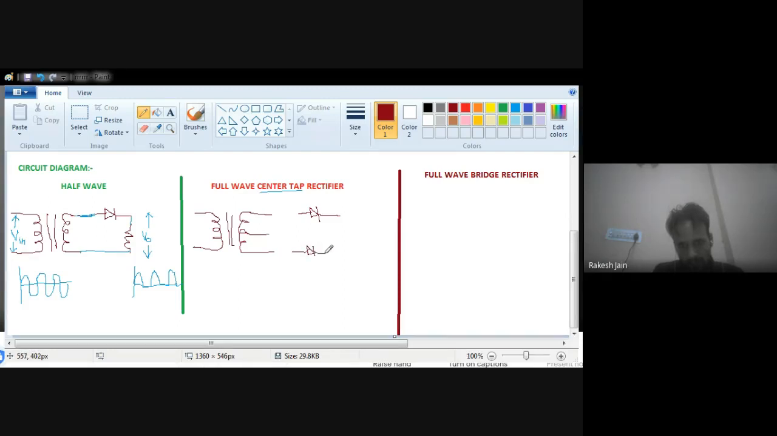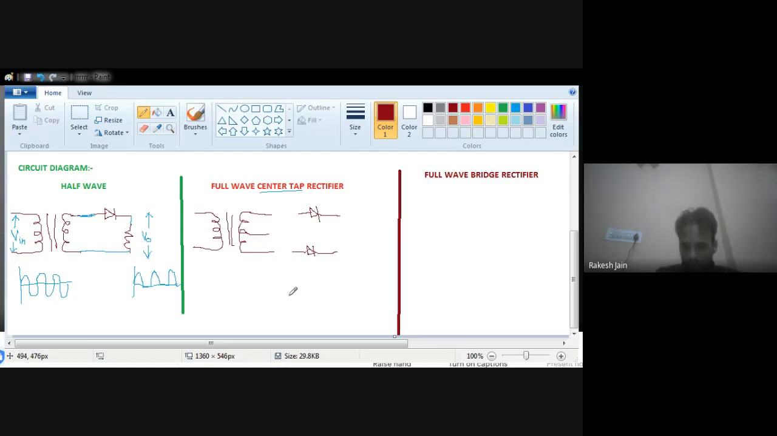For any circuitry, to explain the working principle, first of all, you should perfectly know how to draw the circuit diagram, because if you know the circuit diagram, you can easily explain the working. Even when we do the practical, you can easily connect the wires, because you know which wire is connected with the transformer, which terminal of the diode is connected with the resistor, once you know the circuit.